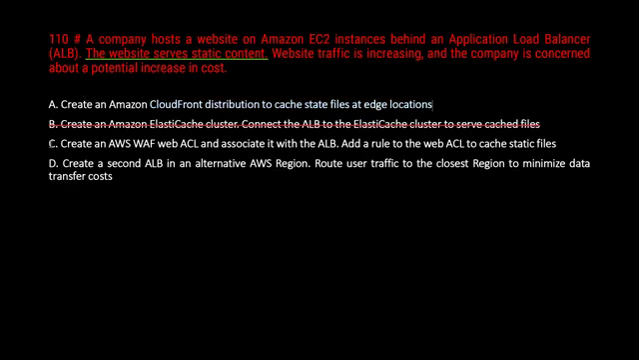Obviously no. Then we have Web Application Firewall associated with it, and add a rule to cache. No, you cannot do that. Create a second ALB. Why do you want to create another ALB? That is just going to increase the cost, and route user traffic to the closest region. So why do you have to manually do it? You already have a service, which is CloudFront, which routes the traffic to the closest edge location, and it also caches the data, unlike this. So you can directly pick this answer as soon as you see static content and cache. That by default is CloudFront. You don't even have to go for the other options.